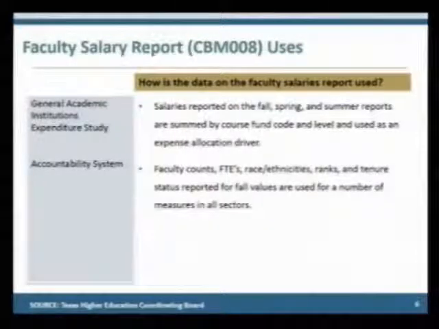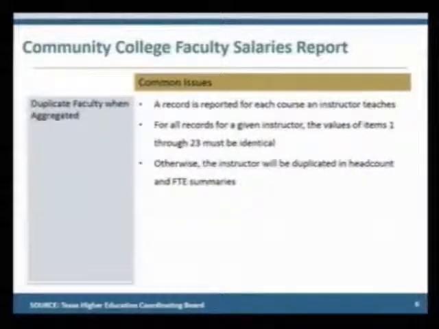Not used for the general academic study, but definitely used in the accountability system where appropriate. And so the duplication issue is exactly the same, except values 1 through 23 are identical, and it has the same impact. If you don't get these identical, then you start to duplicate faculty counts and FTE summaries, and that'll cause issues. So pretty easily identified. You just have to check to make sure those fields are identical for every faculty member.